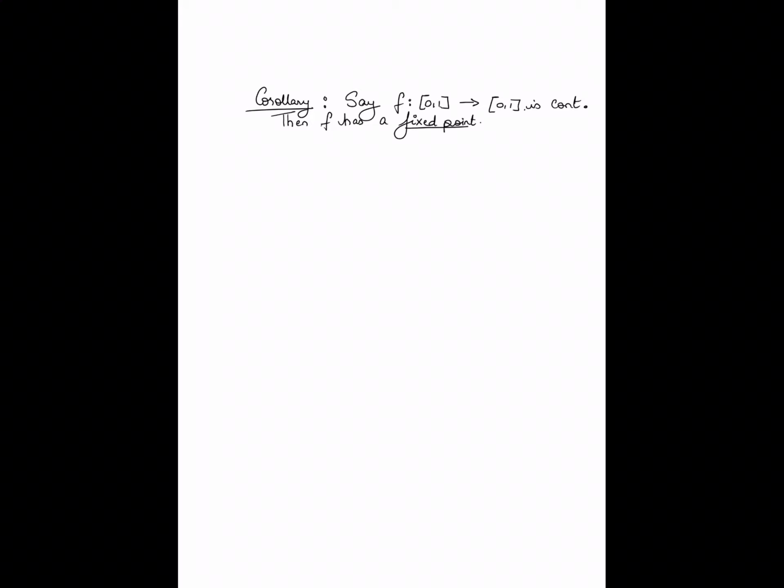Now, for those of you who may not know what a fixed point is, let me define. x is a fixed point of f if f of x is equal to x. So fixed points of functions are basically those points where the function maps that particular point to itself. Such points, as the name suggests, are called fixed points of a function. So we are saying that any continuous function from [0, 1] to [0, 1] has a fixed point.